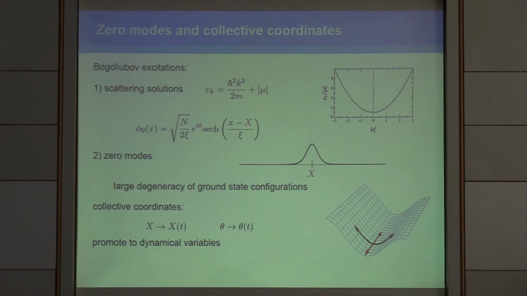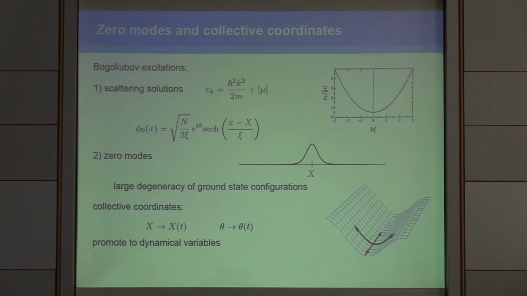To this end, I'd like to return to the discussion of the Bogoliubov excitation. On the one hand, we have these scattering solutions which come with a finite energy in order to excite them from the Bose-Einstein condensate and have propagating states. But there are two solutions, or two excitation energies, that come with zero energy.